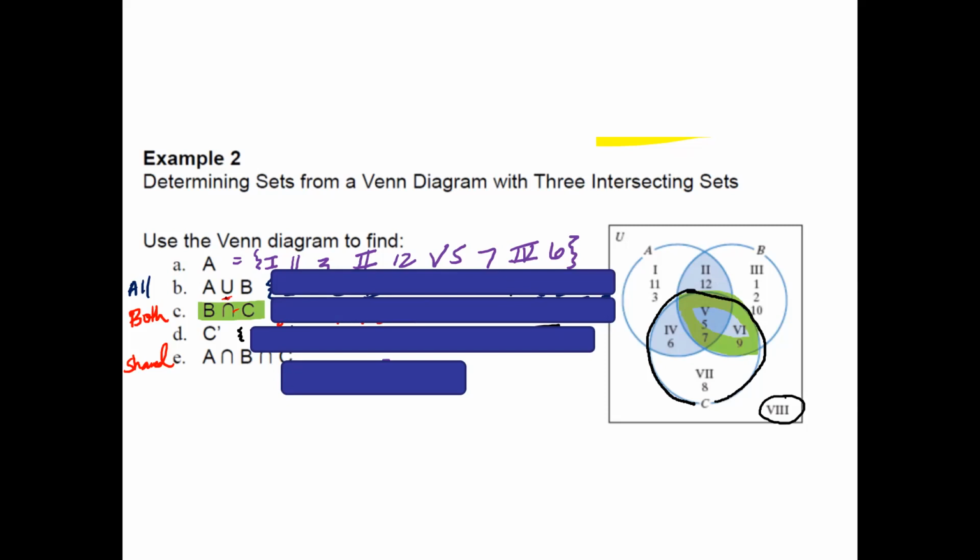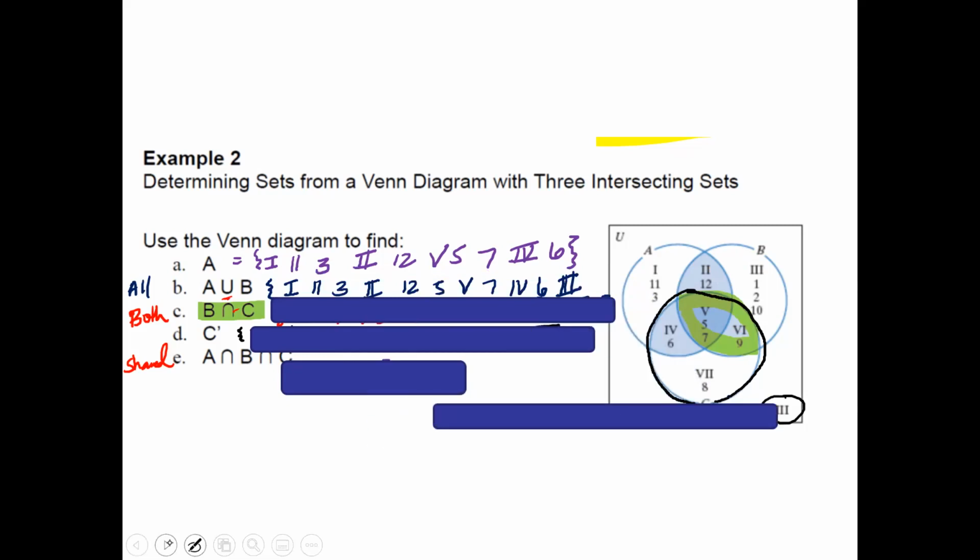So that would be Roman numeral I, Roman numeral II, Roman numeral III, Roman numeral IV, Roman numeral V, Roman numeral VI. And then we'll go back to the traditional numbers between A and B. So that would include 1, 2, 3, 5, 6, 7, and 9.